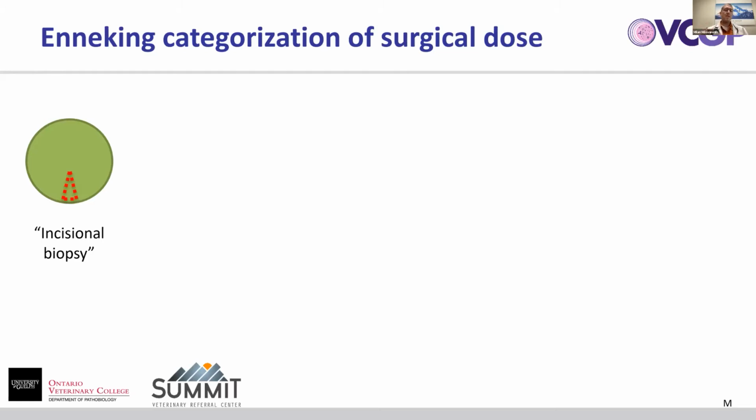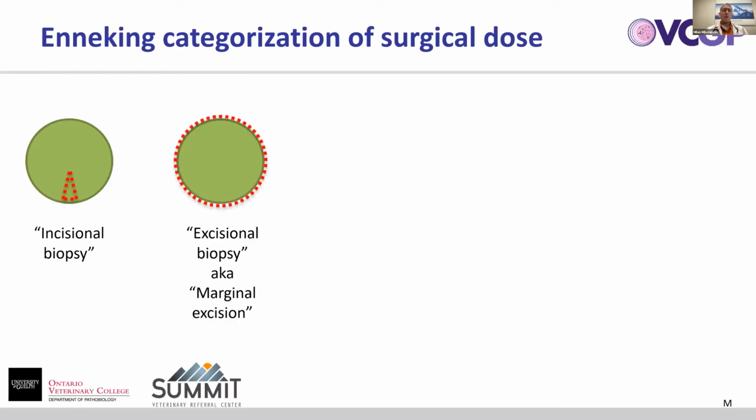If we're taking a little piece of it, that surgical dose is categorized according to Enneking categorization as incisional biopsy, okay? Alternatively, we might just trace the very edges of the grossly visible disease, and that's going to be called an excisional biopsy, confusingly also called a marginal excision. So that's a really important one. I want to emphasize that a marginal excision is the same as an excisional biopsy, does not involve trying to get a wide margin of tissue.